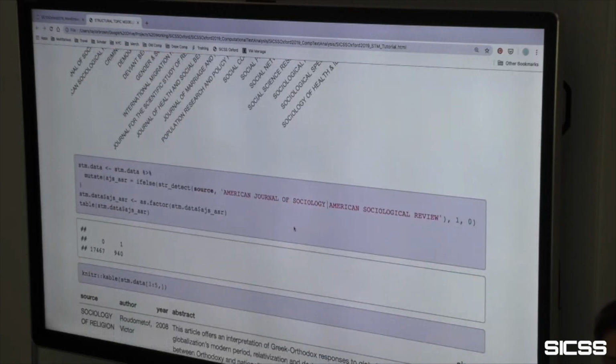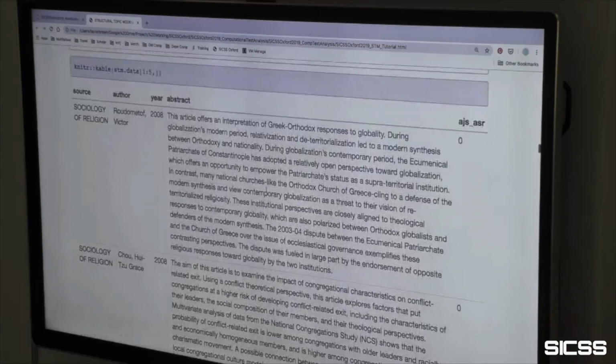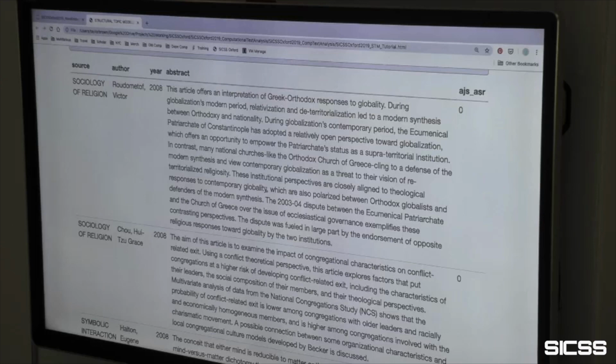This is me, as I had before, creating a binary variable for whether or not it appears in the American Journal of Sociology or the American Sociological Review. If it occurred in either of those, it gets a 1. If it didn't, it gets a 0. And this is what our data looks like, which you probably already know, but we've got our different variables and then this new one that I've created.